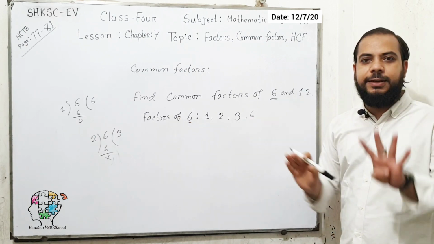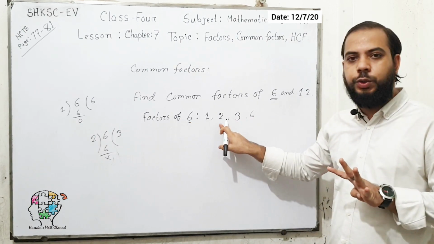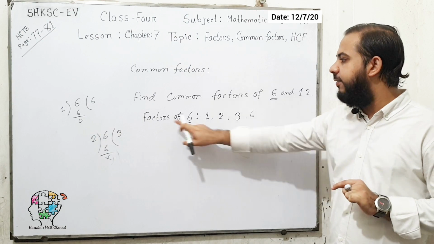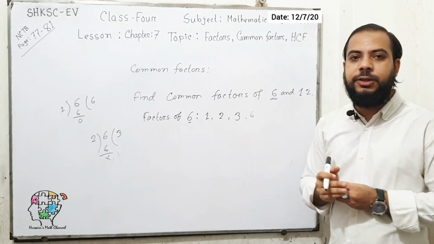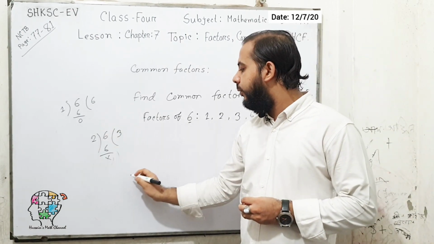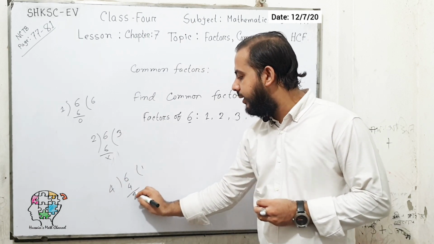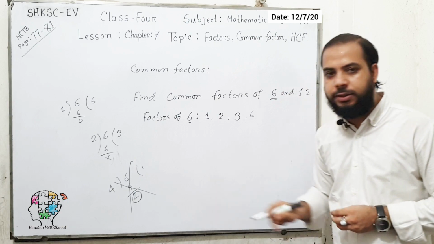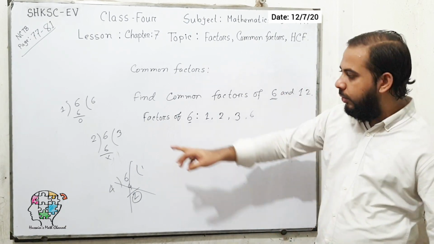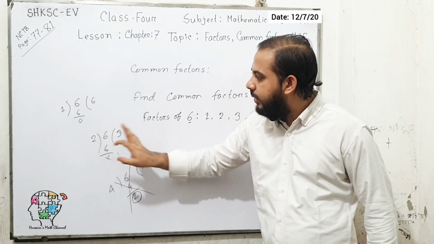So for 6 there are 4 factors: 1, 2, 3, 6. These 4 digits are factors. And how can we find the factor? If you divide 6 by 4, 4 ones are 4, there is a remainder. If there is a remainder, this is not a factor. Only if there is no remainder, then it is a factor.